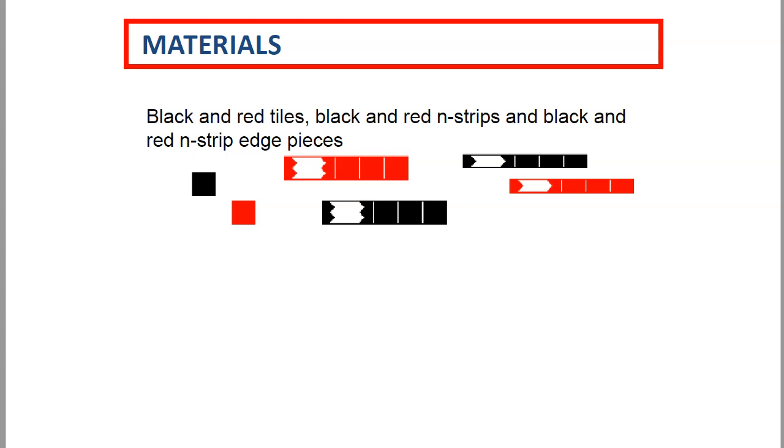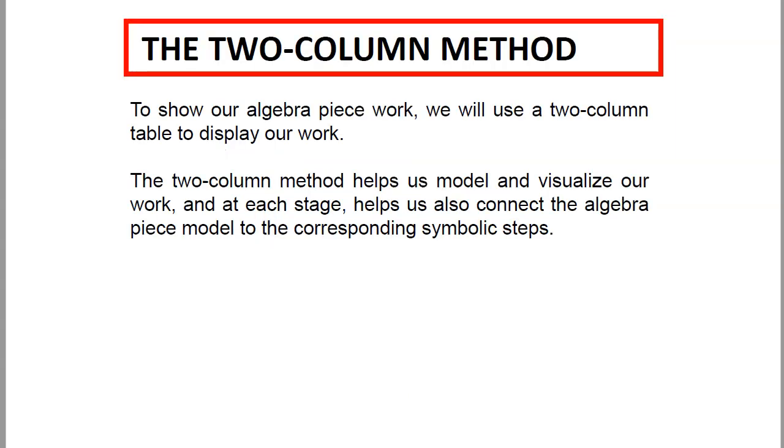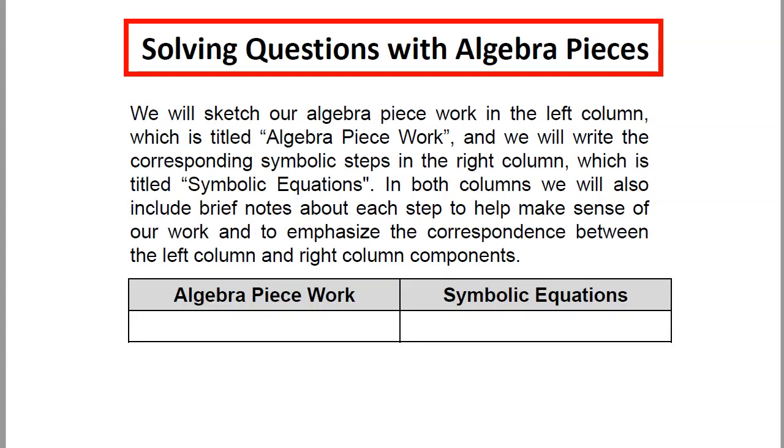We'll use black and red tiles, black and red end strips, and black and red edge pieces. In this activity, we introduce the two-column method. To show our algebra piece work, we'll use a two-column table to display the work. This helps us model and visualize our work, and at each stage helps us connect the algebra piece model to the corresponding symbolic steps. Here's how we solve questions with algebra pieces and the table.